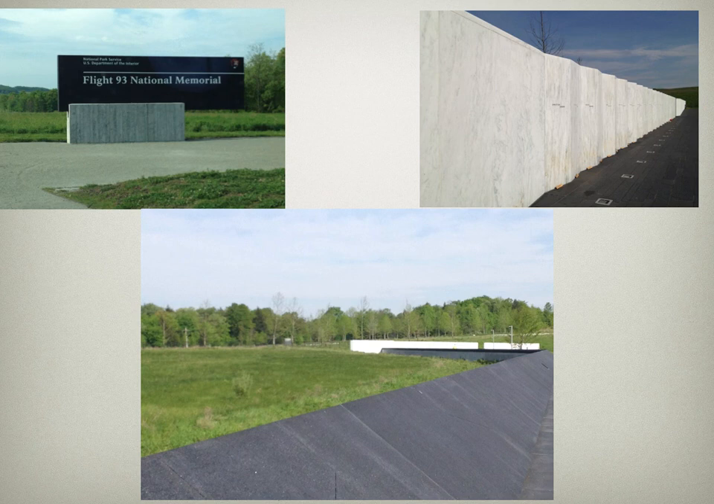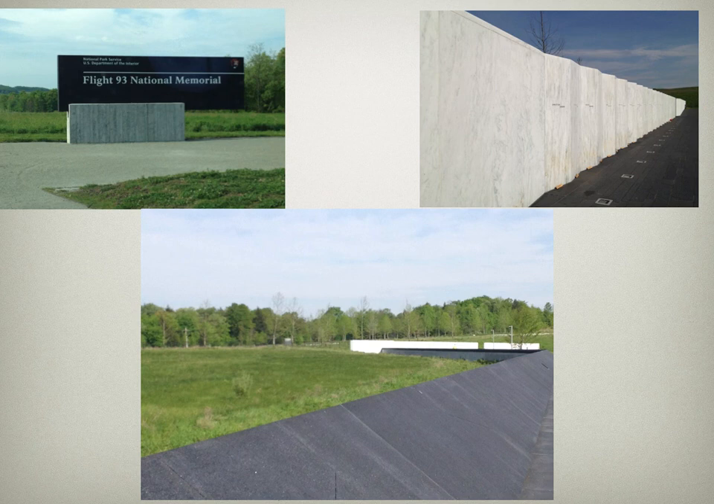This is what's called the Wall of Names. This consists of 40 marble panels, one for each crew member and passenger who died in the flight, and their names are listed in alphabetical order. And this wall is in this accordion-like pattern. You can see this on the top right.